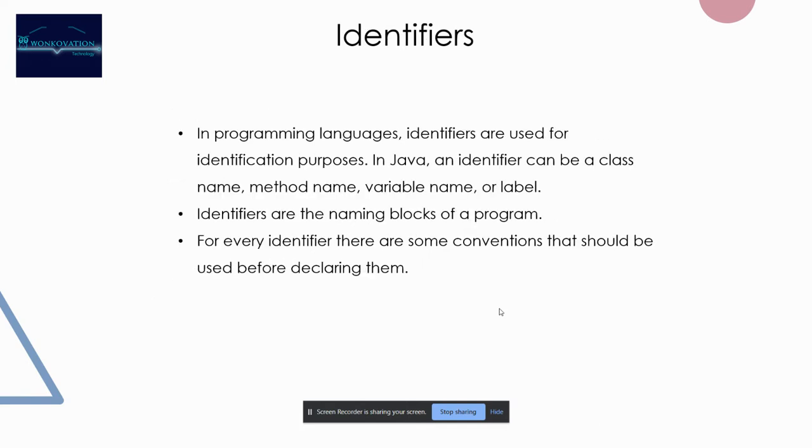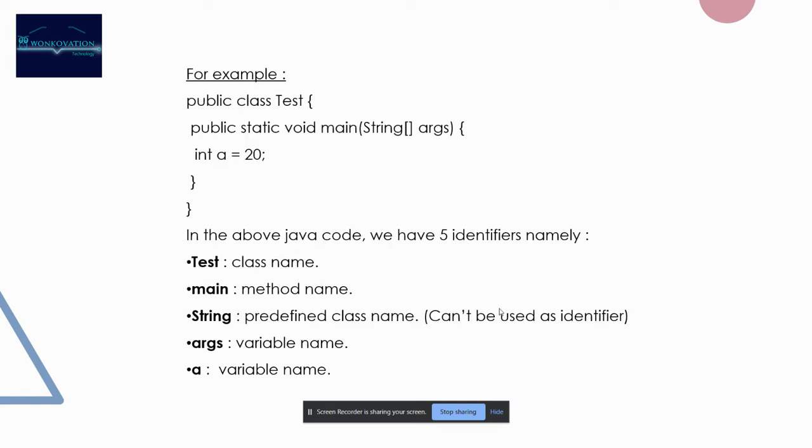Identifiers. Identifiers are the naming blocks of a program. As we are naming, it can be a method name, class name, variable name, or a label. Identifiers are used for identification purposes, and there are some conventions that should be followed before using or declaring them. Here, in the example, we can see that a class is declared public and is named Test.